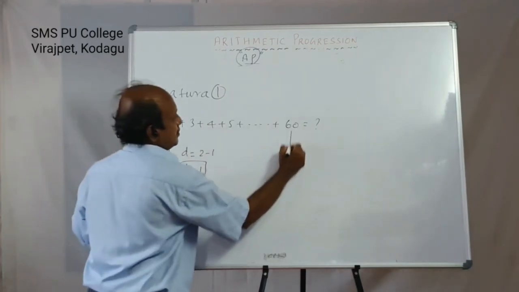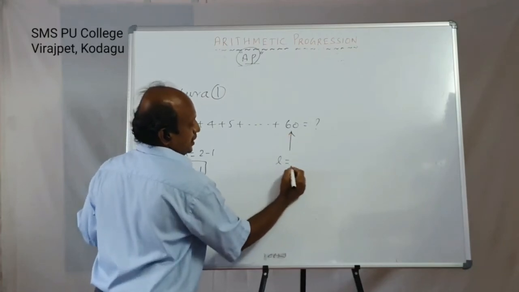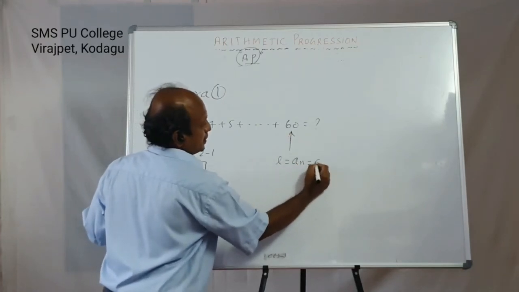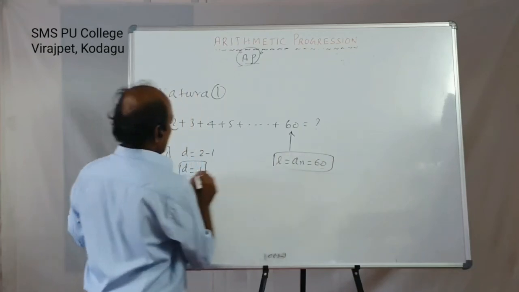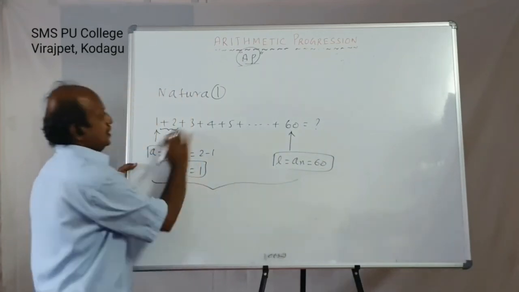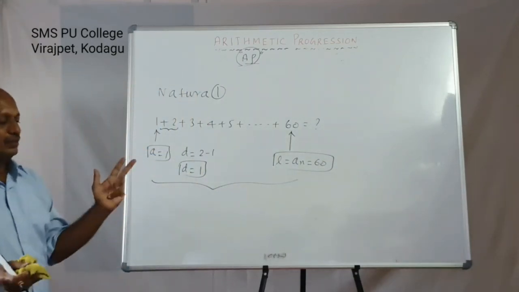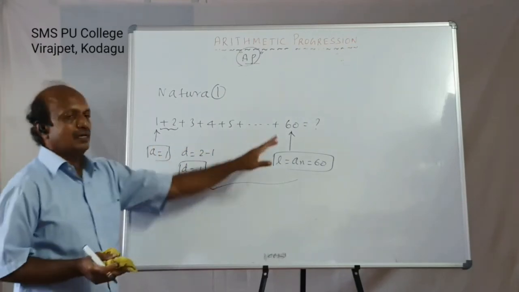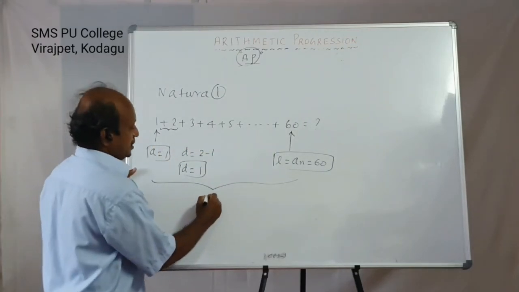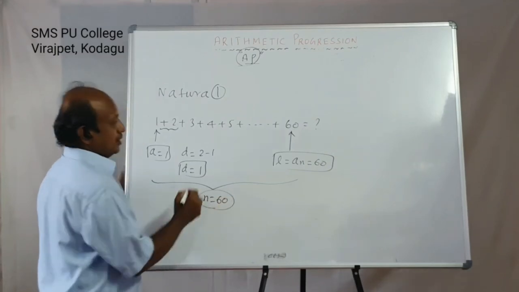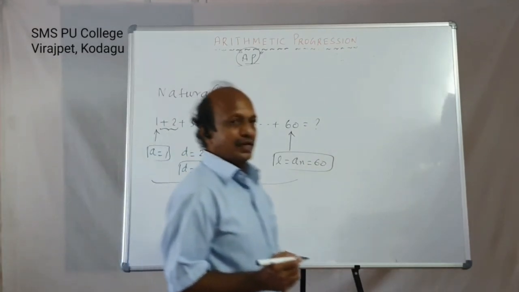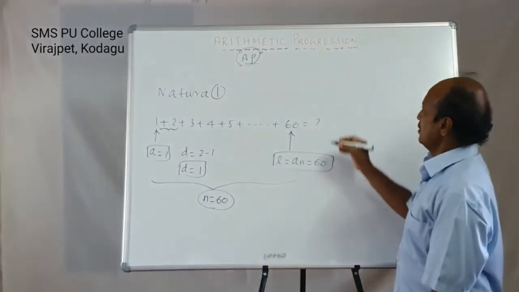Here, what is the last value? That is nothing but l, or you can take it as 60. Totally, how many terms are there? 1, 2, 3, 4, 5, like that 1, 2, 3 up to 60. Therefore, the value of n is also 60. When the terms are continuous, what is the method you can go for?